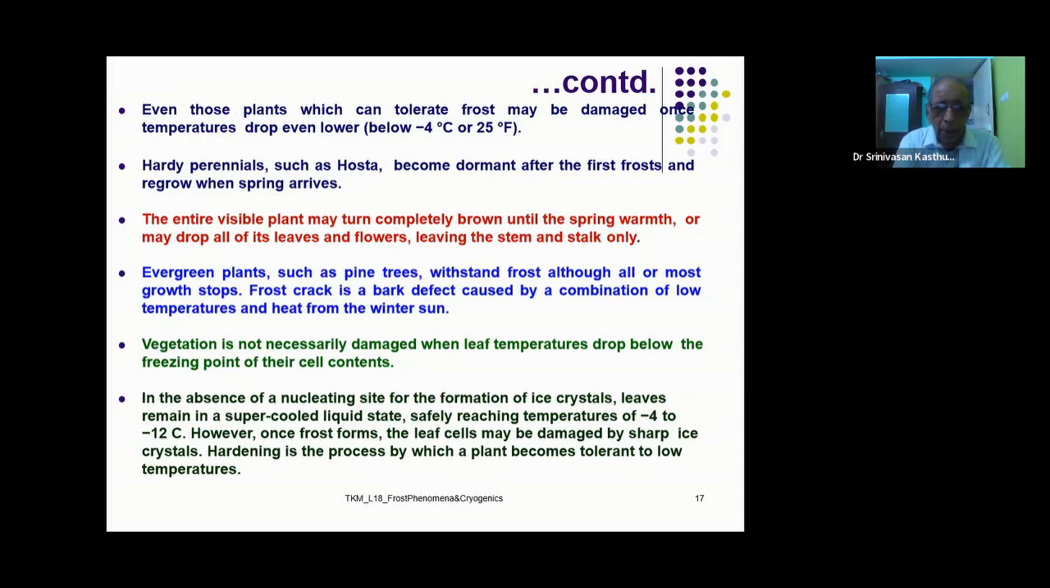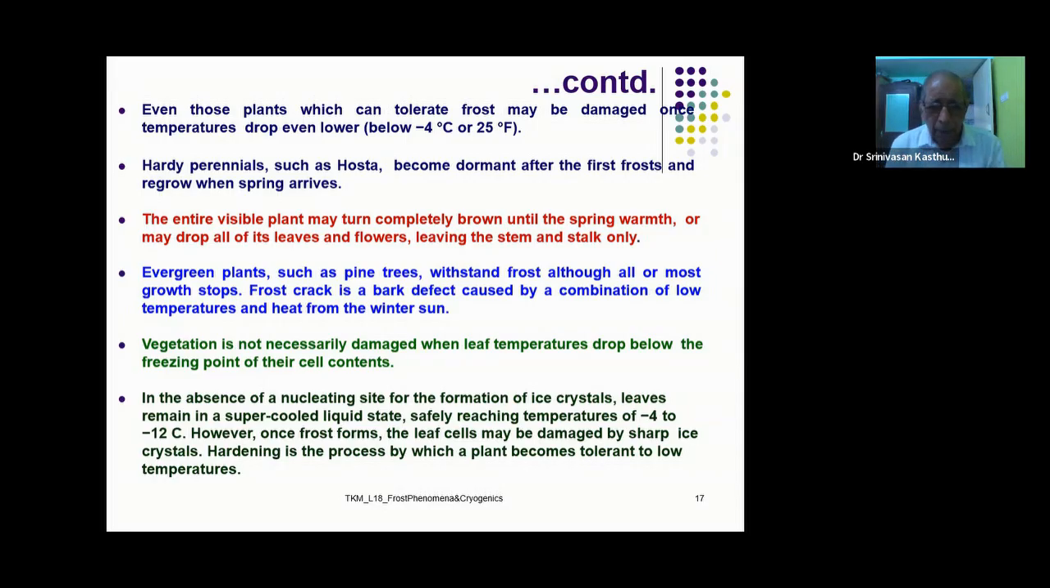The entire visible plant may turn completely brown until the spring month, or may drop all its leaves and flowers. We observe this sometimes, leaving the stems and stalk only. So most of the leaves, etc., are gone, and the plant gets withered, but they become dormant. But when the summer comes, they will again come back to normalcy.